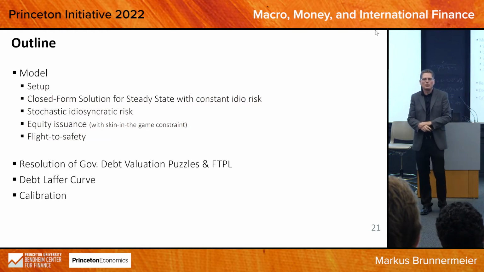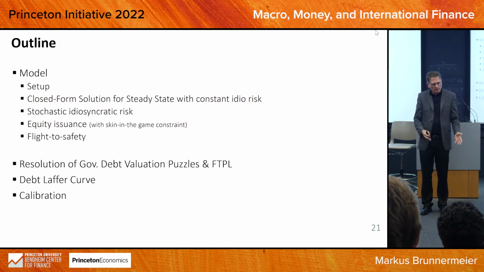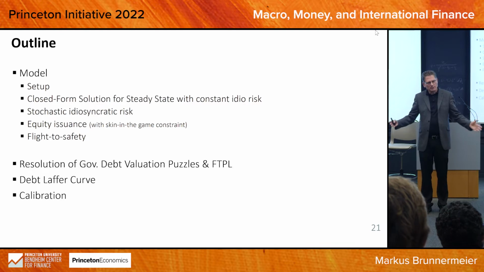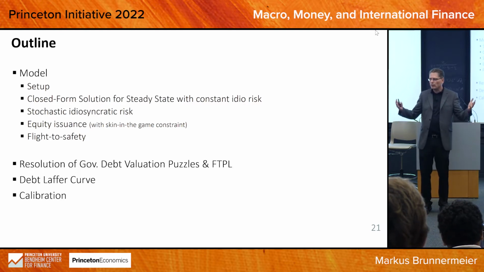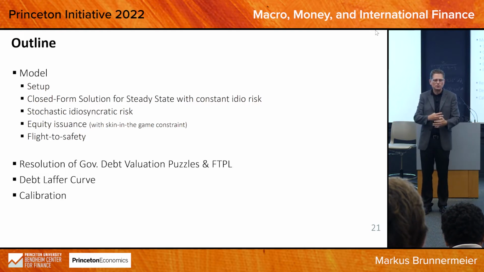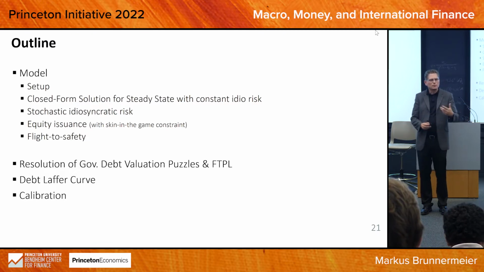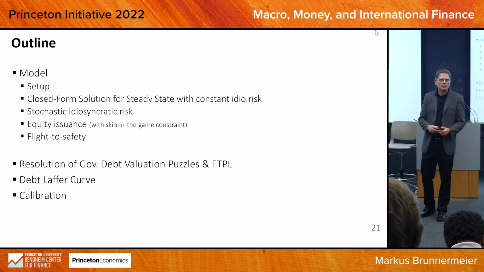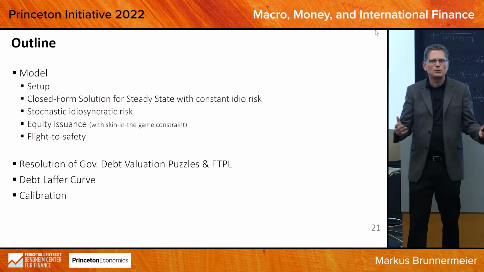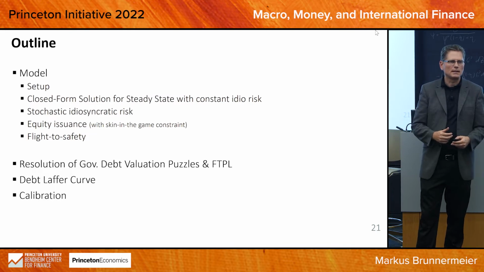So what I will do is set up the model where there is this time varying idiosyncratic risk. In recessions, idiosyncratic risk is going up, but then I will switch it off and just solve the money model without time varying idiosyncratic risk. Then I introduce stochastic idiosyncratic risk later, and we can also introduce equity issuance and skin in the game. That's what Yuli mentioned briefly too.